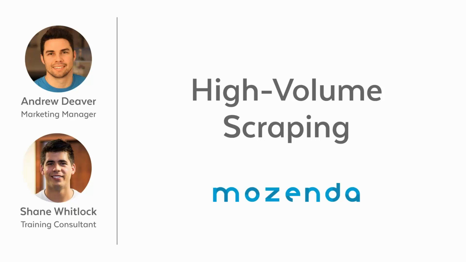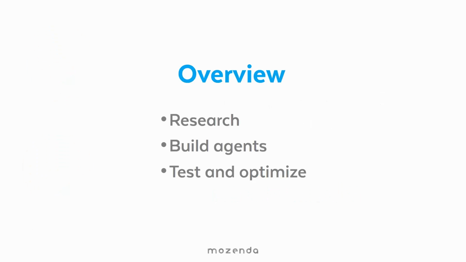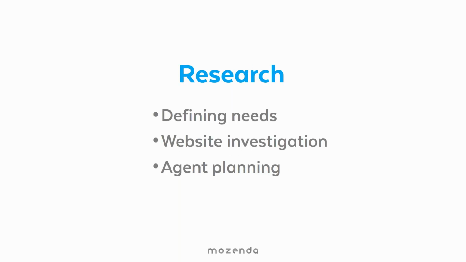Great. Well, to start, I'd like to offer a high-level overview of what we'll be discussing today and why it's important. So the very basic steps today can be summarized by research, building agents, and test and optimize. Now, for some of you this may seem a little bit obvious, but I hope you'll have a better idea of why these things are crucial by the time we're done today. So let's dig a little bit deeper into these topics.